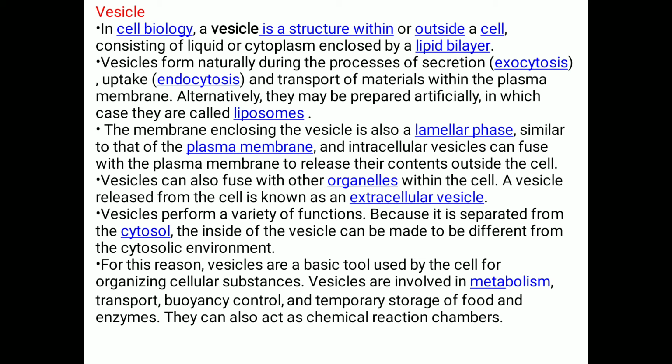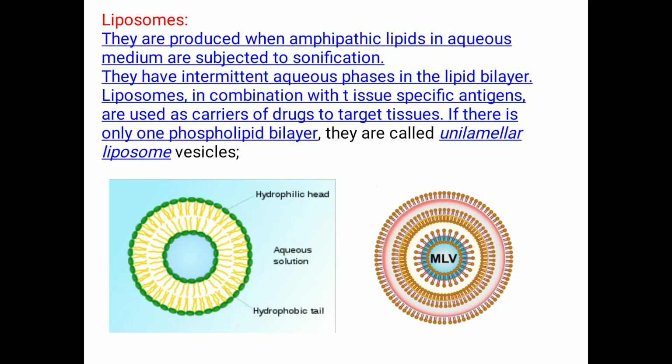For this reason, vesicles are a basic tool used by the cell for organizing cellular substances. Vesicle functions: they are involved in metabolism, transport, buoyancy control, and temporary storage of food and enzymes. They can also act as chemical reaction chambers. So this is about vesicles, how they are formed, and what their functions are.